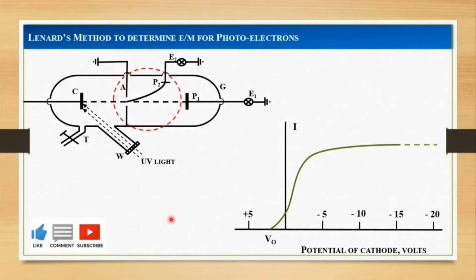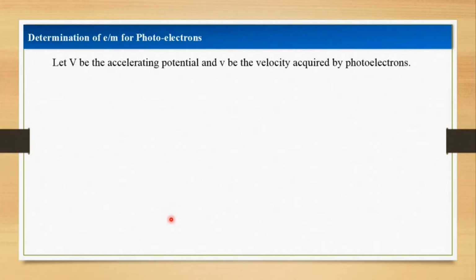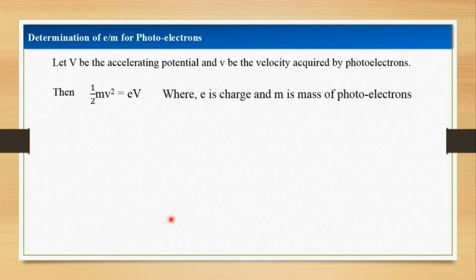Based on these observations, Lenard calculated the charge to mass ratio. In order to calculate the charge to mass ratio, suppose V be the accelerating potential applied between cathode and anode, and small v be the velocity acquired by the photoelectrons. Then the kinetic energy acquired by the photoelectrons is equal to the energy of the photoparticles, so we can write 1/2 mv² equal to eV, where e is the charge and m is the mass of the photoelectrons.